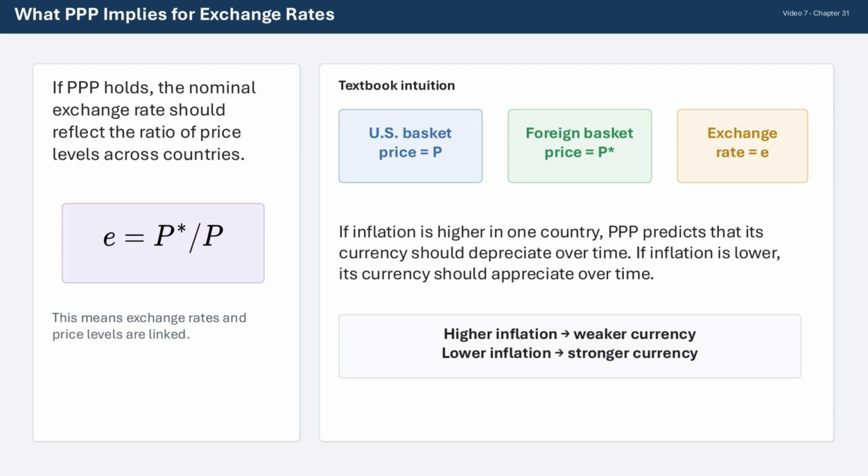Here is a simple example. Suppose inflation is much higher in one country than in another for a long period of time. Goods in the high inflation country become more expensive. PPP suggests that this country's currency should depreciate in the long run. So, one important lesson from PPP is this: higher inflation tends to be associated with currency depreciation in the long run. That does not mean the adjustment happens instantly, but it does give us a very useful long run way to think about exchange rates.